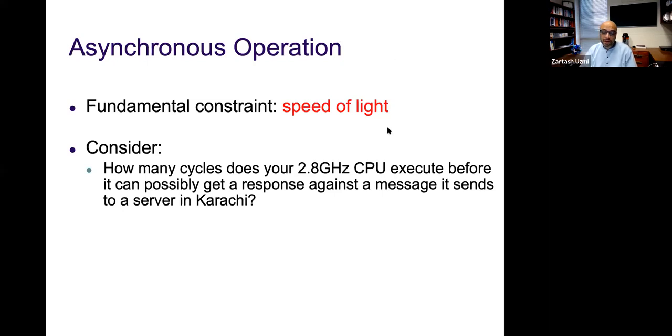7% of the students think that it will take less than 100 cycles. I sent a signal from Lahore to Karachi and it comes back at the speed of light, which is extremely fast. In that time, my CPU, which is running at about 2.8 gigahertz, is executing some cycles. 30% of students think that the number of cycles is between 100 and 1000. 26% think that it's between 1,000 and a million cycles.